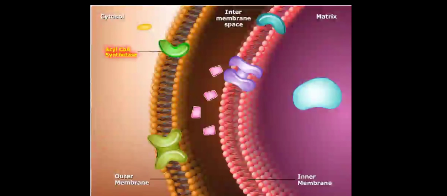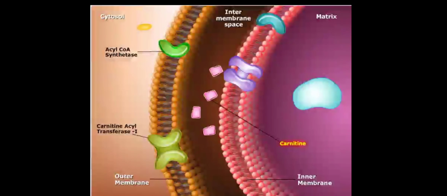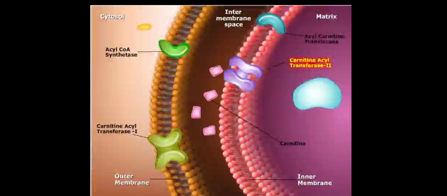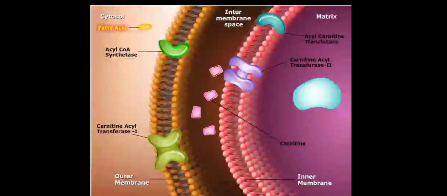Let's take a closer look. Acyl-CoA synthetase and carnitine acyltransferase 1 are embedded in the outer membrane. Carnitine is within the intermembrane space. Finally, acylcarnitine translocase and carnitine acyltransferase 2 are located in the inner membrane. When a fatty acid is delivered to a cell, it must be transferred inside the mitochondrial matrix in order for its oxidation to take place.